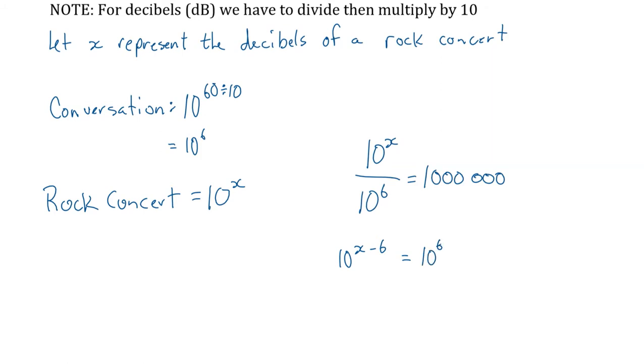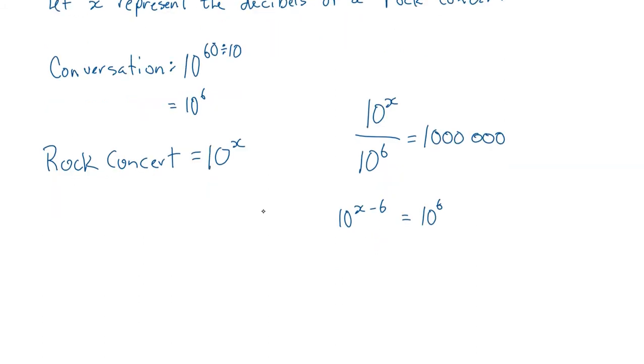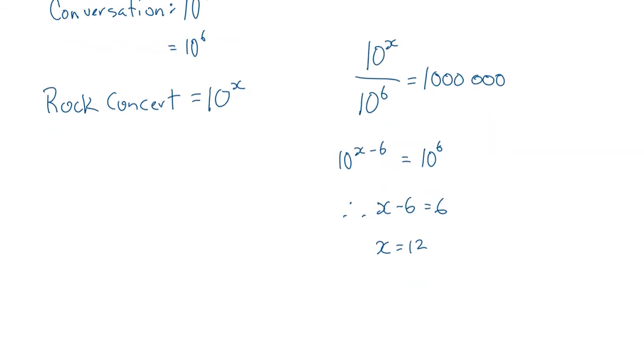So we could do this with logarithms, but this one can actually be done with the grade 11 method as well. No matter how you do it, you're going to end up with x minus 6 equals 6. Add 6 to both sides. x equals 12. To get the actual decibels on the scale, multiply by 10.